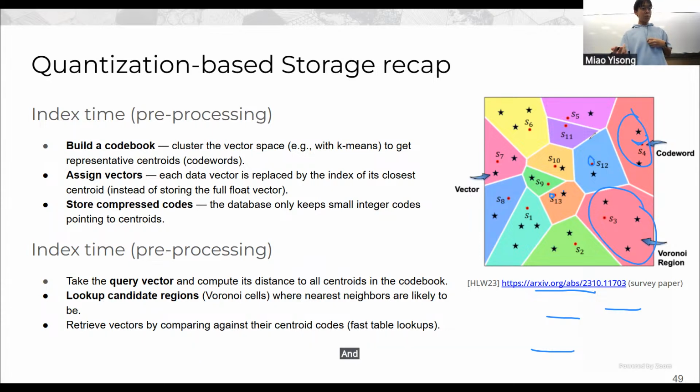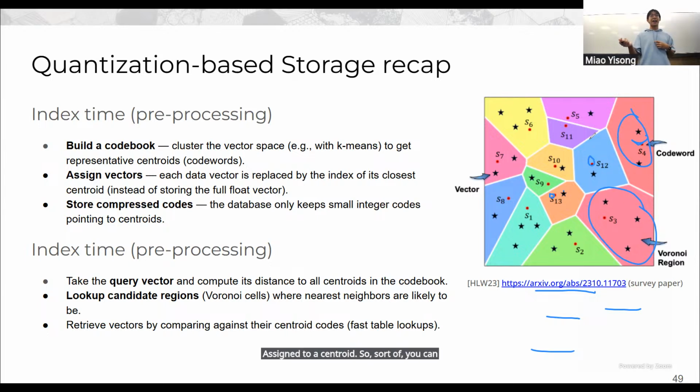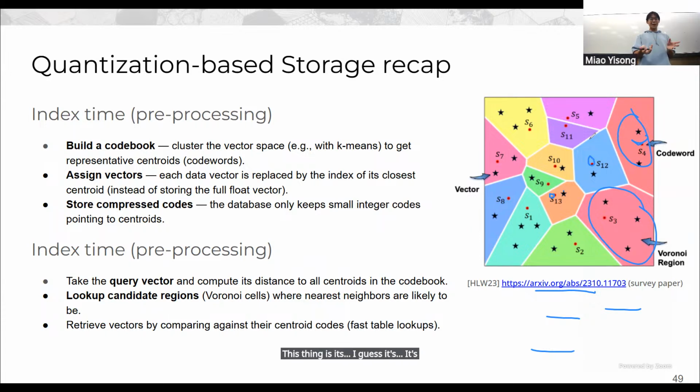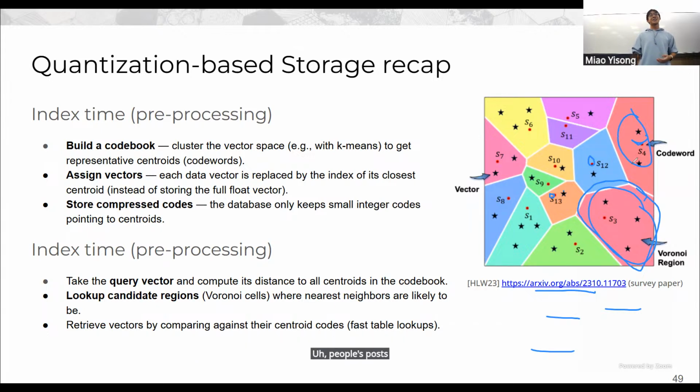And when we want to add a vector, we index it, and then it is assigned to a centroid. You can think of it sort of like a hash. So when you hash it, this is its key, and you pull out whatever's inside this Voronoi region. These are the boundaries of what vectors get hashed to what spaces. But the main issue with such an approach is that it's very difficult to actually implement for retrieval, because you're trying to index a lot of information. Imagine you're indexing people's posts on Facebook, or tweets or whatever.